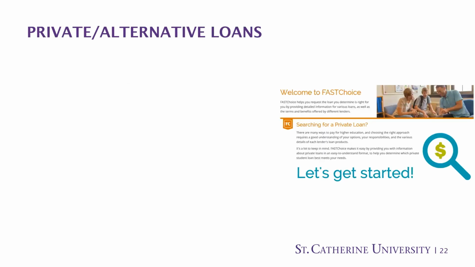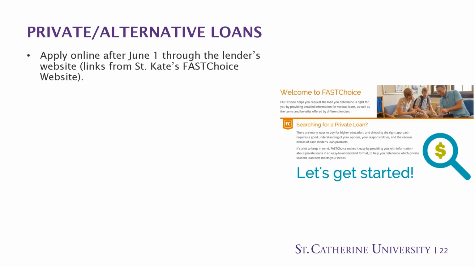The last of the loan types we will cover today are private loans, otherwise known as alternative loans. These loans are not administered by St. Kate's and will require some research on the student's part. St. Kate's has a link to FastChoice on our website, which is a good place to start in researching private loans. There is also a neat loan calculator tool to help you estimate monthly repayments. Students typically will apply for private loans the summer before school starts. Once a loan option is found, students will need to apply directly on the lender's website.